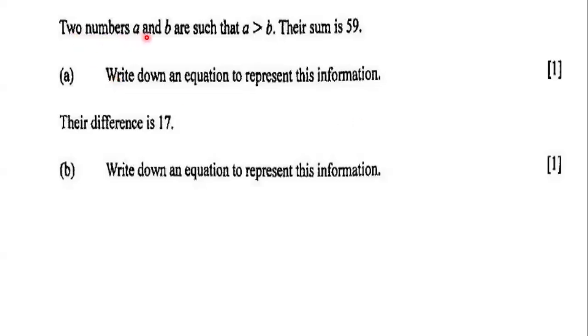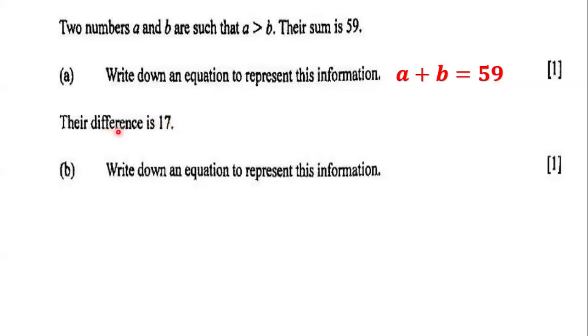Two numbers, A and B, are such that A is greater than B. Their sum is 59. Write down an equation to represent this information. And so for this one, they said that A is greater than B, so A is bigger than B. And their sum, which means that we have to add, their sum is 59. And so that means that an equation to represent this information would be A plus B equals 59.